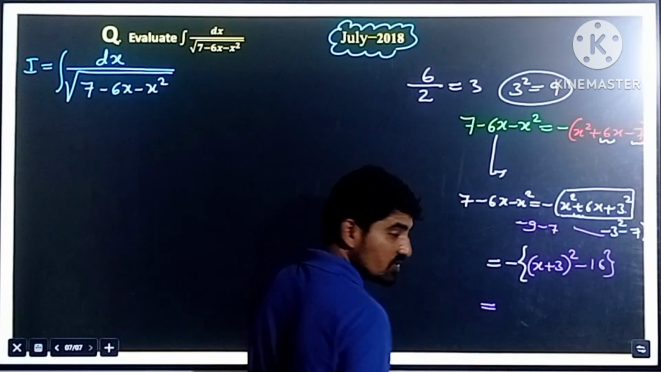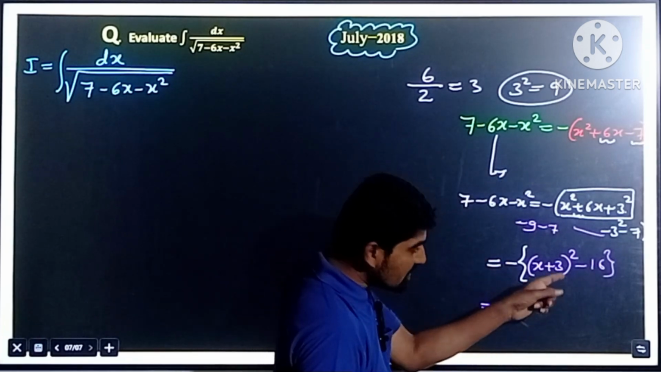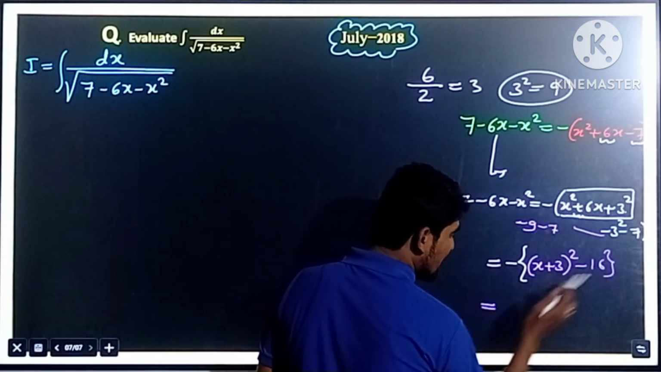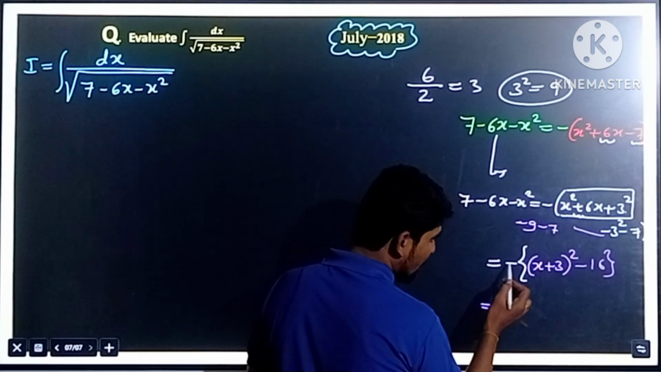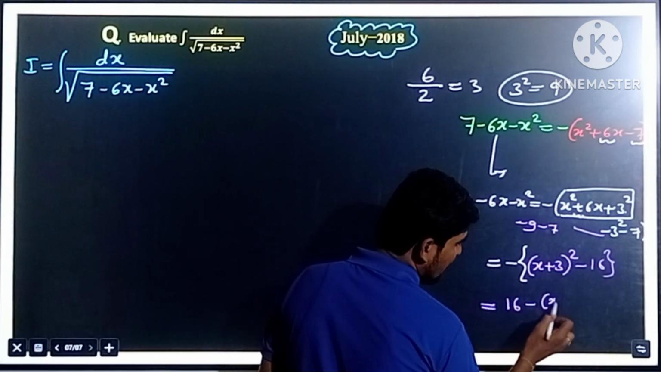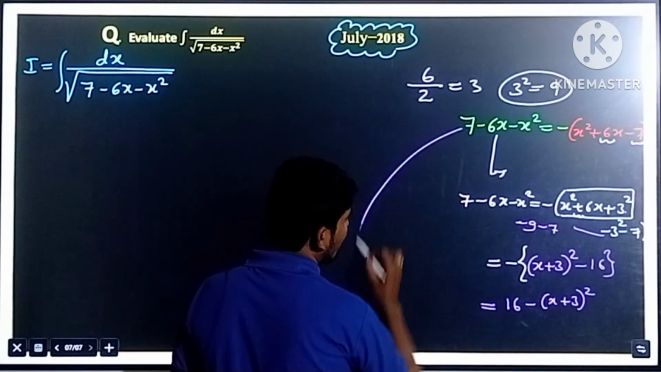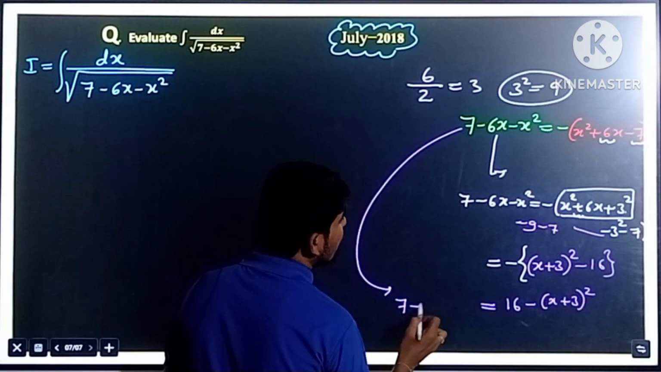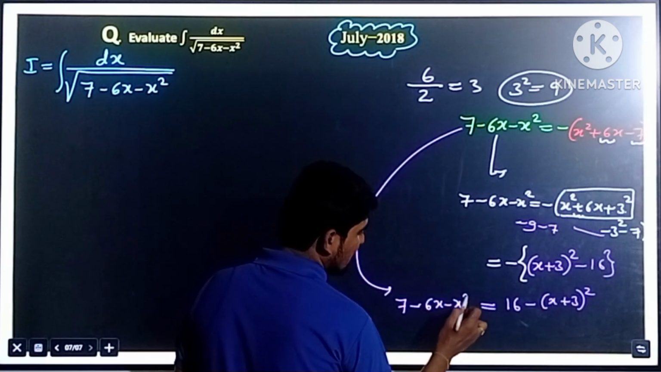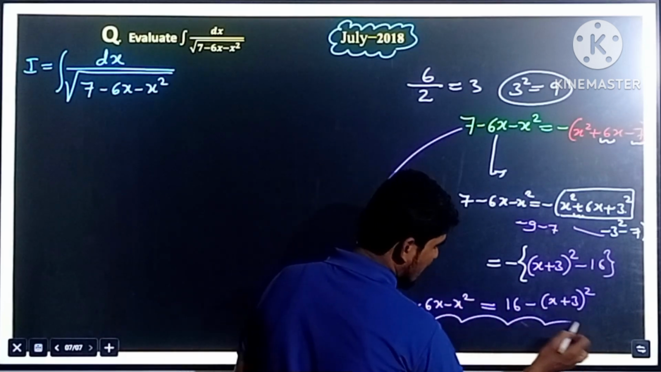And next, at last, we need to multiply this negative sign inside the bracket. Minus into minus 16 is plus 16, minus into plus is minus (x plus 3) whole square. Therefore, this 7 minus 6x minus x square can be expressed as what?